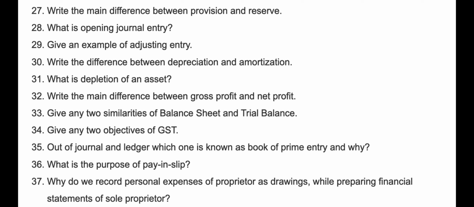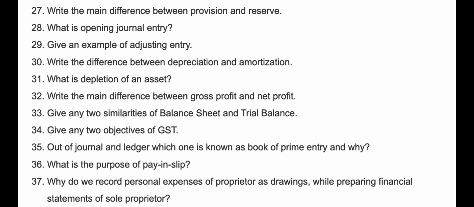31. What is depletion of an asset? 32. Write the main difference between gross profit and net profit. 33. Give any 2 similarities of balance sheet and trial balance. 34. Give any 2 objectives of GST. 35. Out of journal and ledger, which one is known as book of prime entry and why?